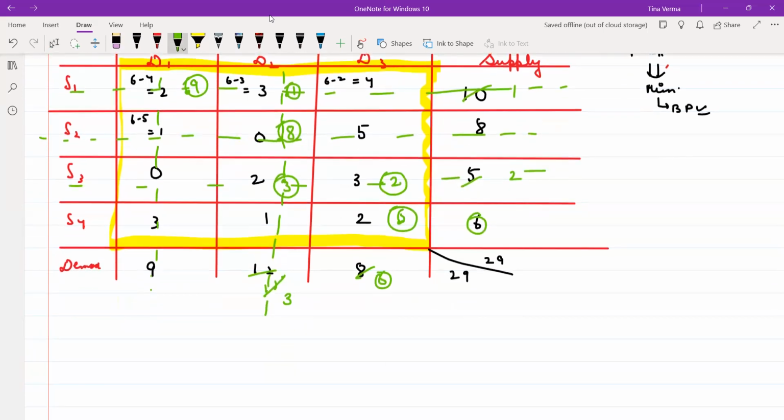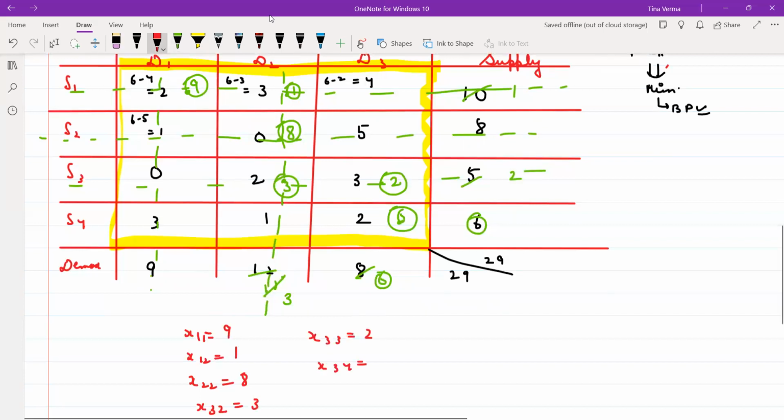So you have basic variables as x11, that is your 9. x12, that will be your 1. x22, that is your 8. x32, that is your 3. x33, that is your 2. And x34, that will be your 6. So you have 4 sources and 3 destinations. So you will have m plus n minus 1. You can notice here that there are 6 cells over here. Is it clear? Yes or no?